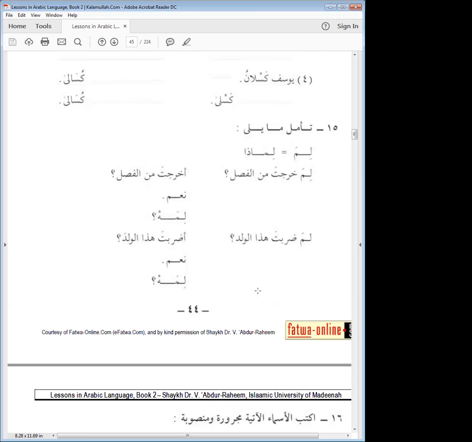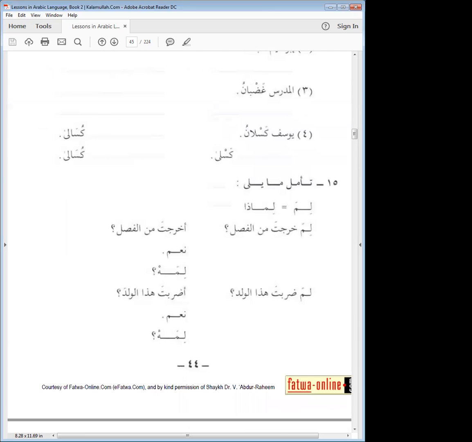Going on again. Number 15. تأمل ما يلي. Observe or look at what follows. All right, so we have here the word lima, lam, kasra, mim, fatha. Lima is equal to limada. We all know what is limada.